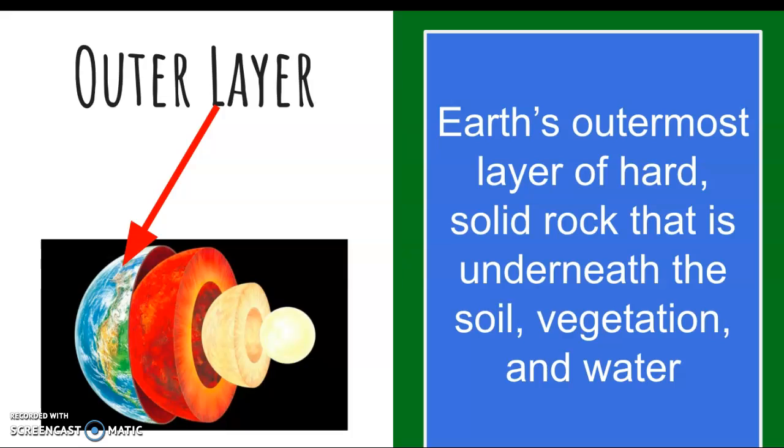And the third word you're adding in, the third page in your vocab book today, is outer layer. Then go ahead and flip to page 3 of your vocab notebook and write down outer layer. And the definition is Earth's outermost layer of hard, solid rock that is underneath the soil, vegetation, and water. Go ahead and add those into your science notebook.